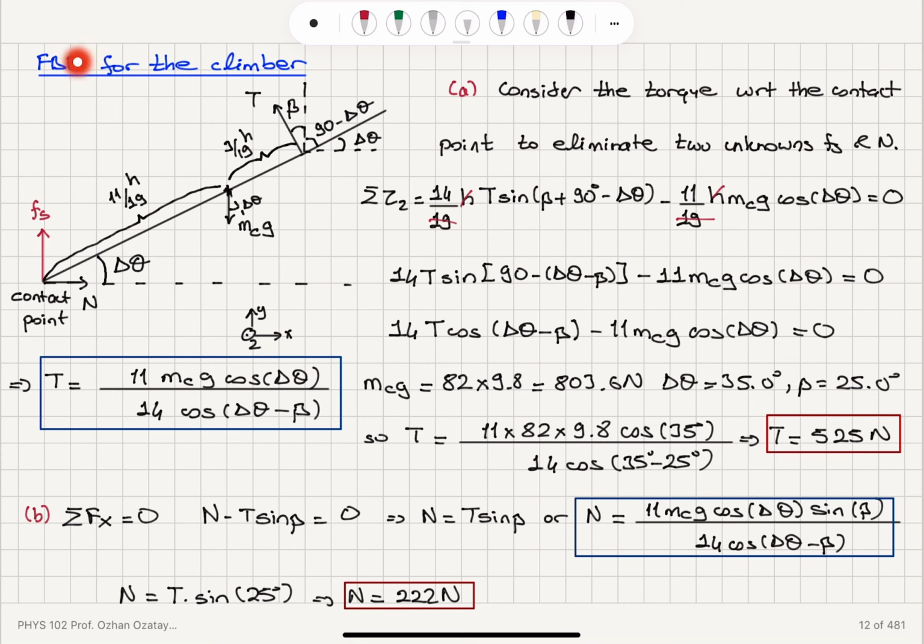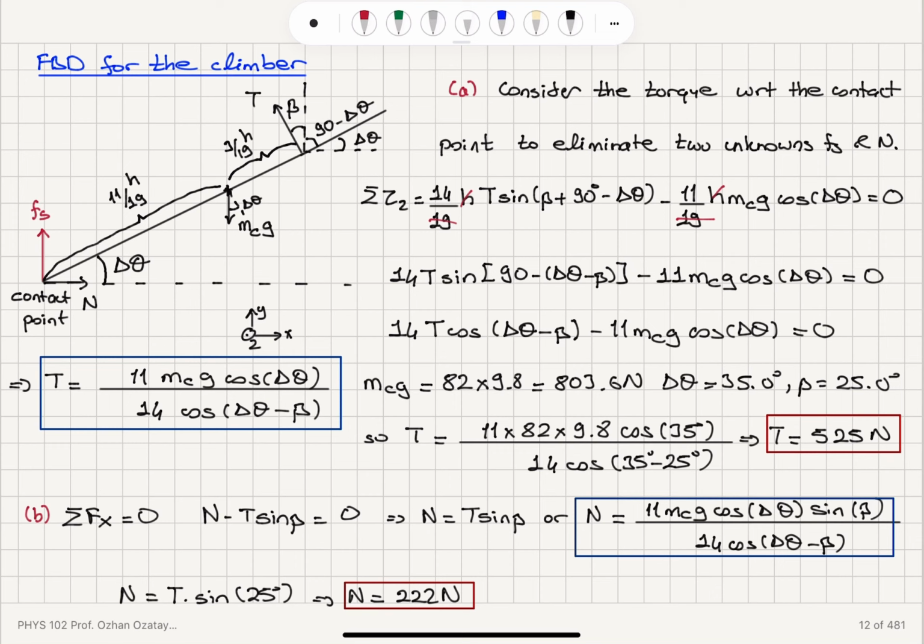So the point of application, 14 over 19h, R cross with F, I need the perpendicular component of the tension. So it is sine beta plus 90 minus delta theta. Minus, because it's the opposite sense of rotation, mcg cosine delta theta, perpendicular component R cross F, 11 over 19h is the distance. I calculate the tension. And I substitute the numerical values, I obtain 525 newtons.